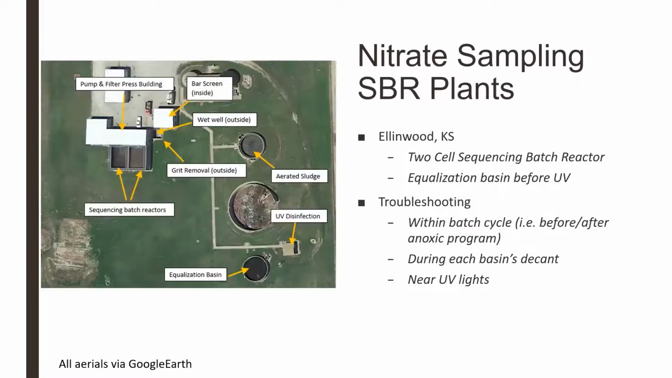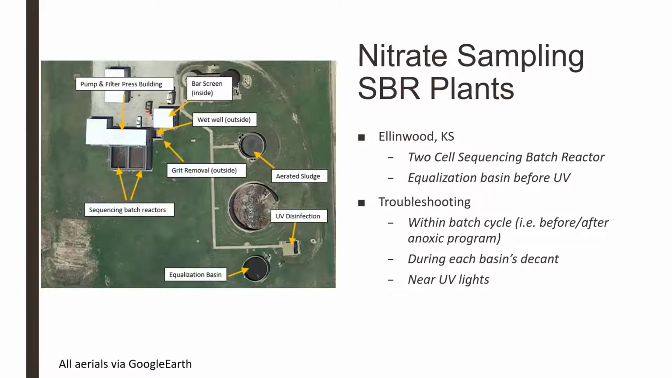So I'm now going to run through some examples of plants that I've worked with in Kansas and where we might want to sample for nitrate. So the first one is a sequencing batch reactor. This is a 2-cell system in Ellenwood, Kansas. I will note that there's an equalization basin before the UV lights.